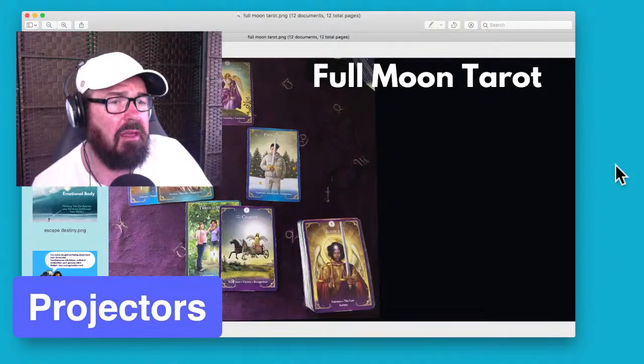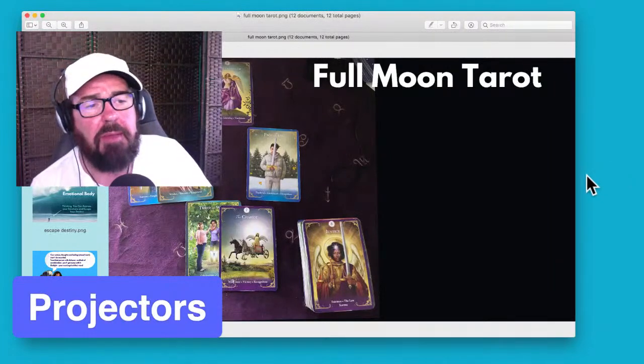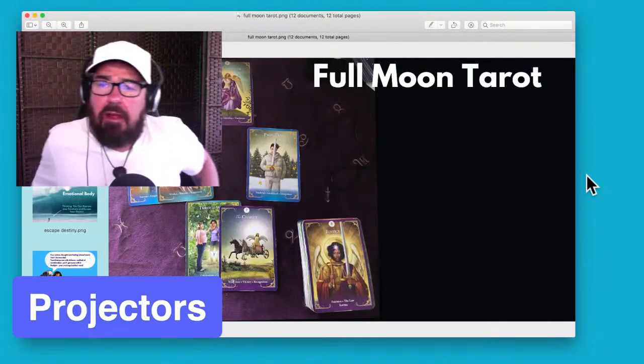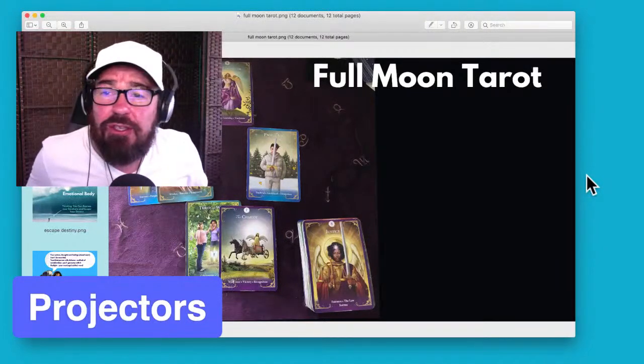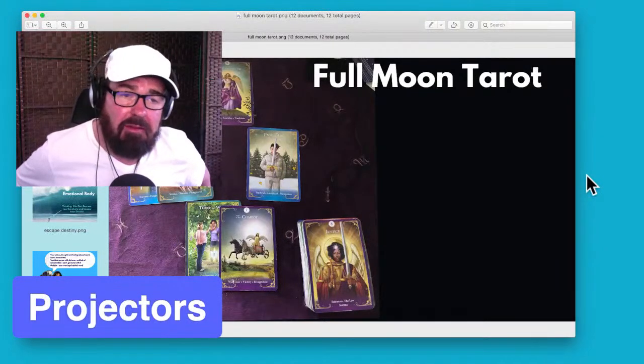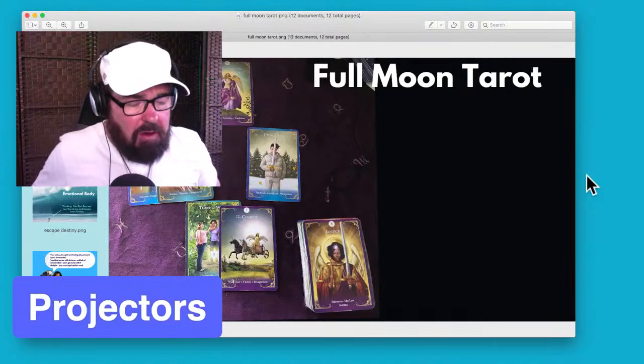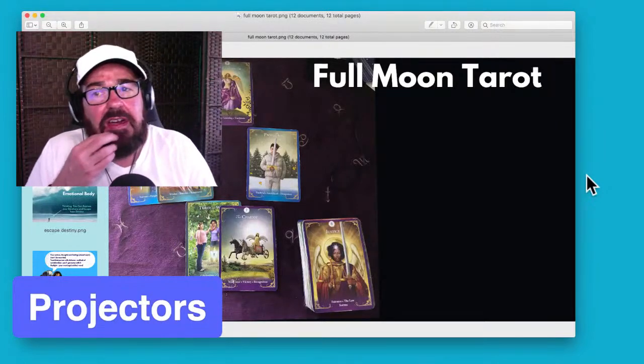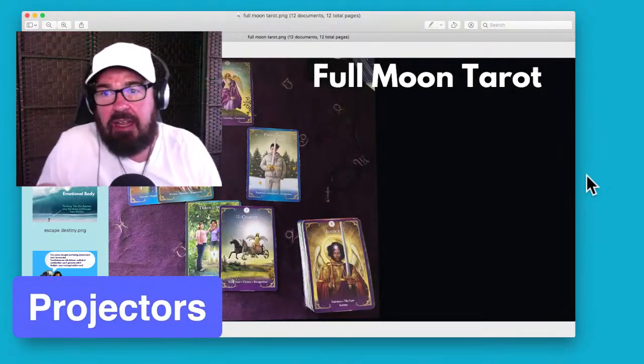I can't see. Oh, thanks. My back does feel a little bit better. But you know what? It was emotional. That was totally emotional. The moon was right on my Chiron. Still is right on my Chiron, like sitting right on it.